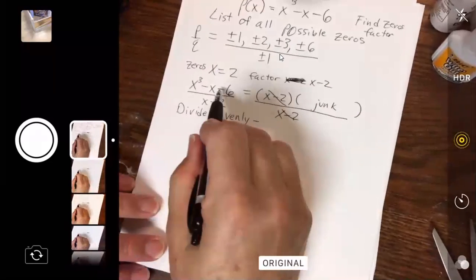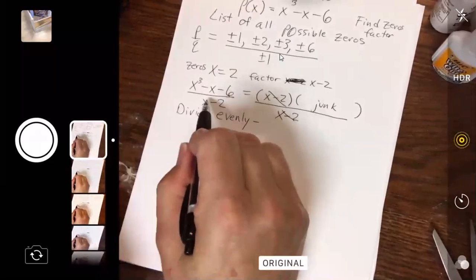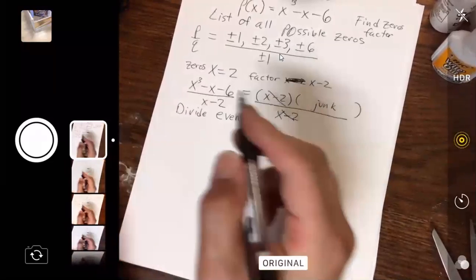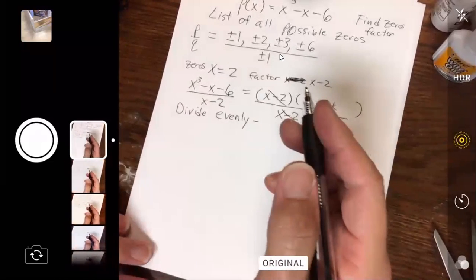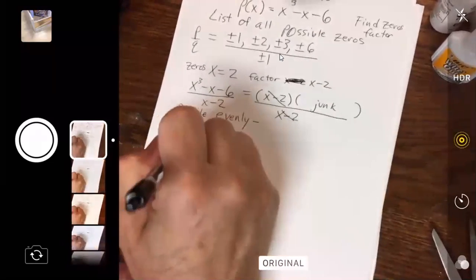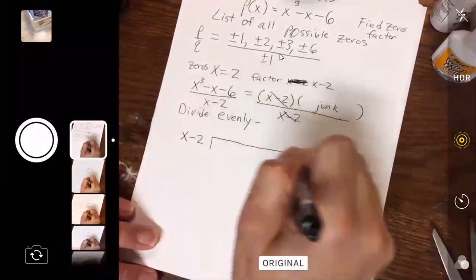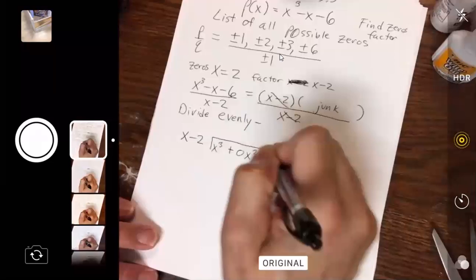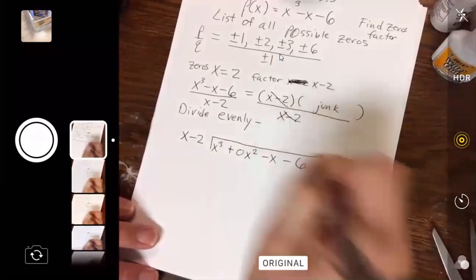Now, this could be done by synthetic division, since that's a first-degree factor. Synthetic's pretty easy if that's what you mean. That's usually the one that I go for. Okay, so if you know synthetic, help yourself. I don't, so I will do it long. I always put in a 0 x squared missing piece: x cubed plus 0x squared minus x minus 6.